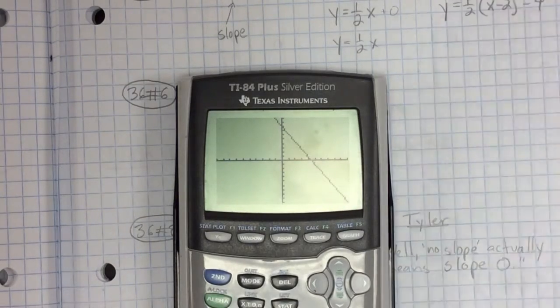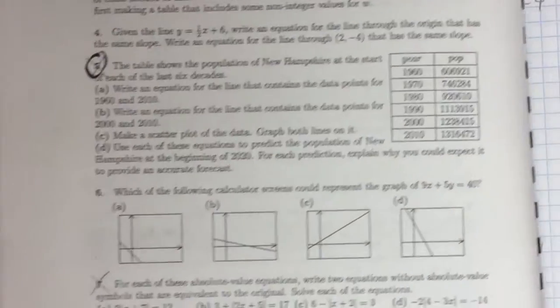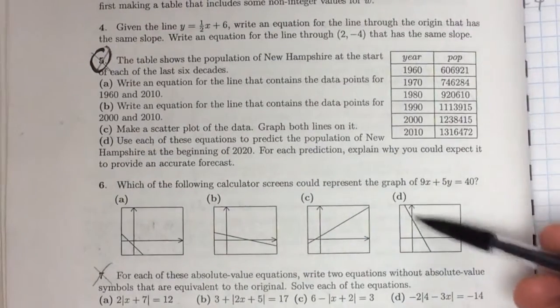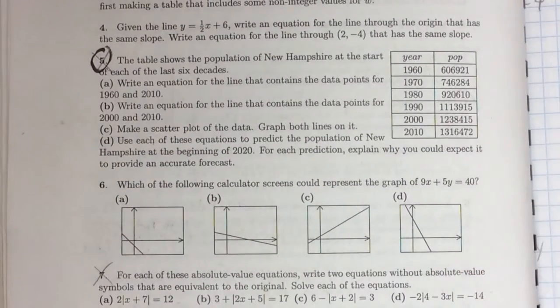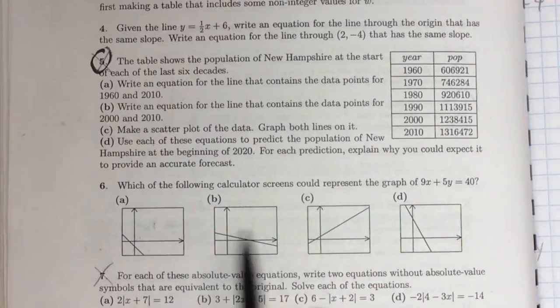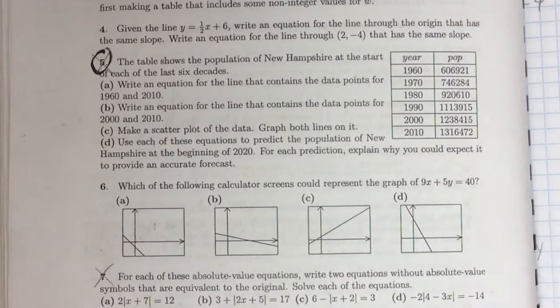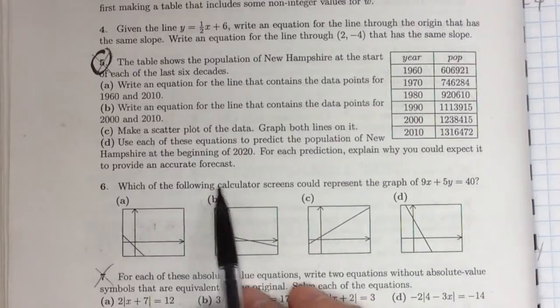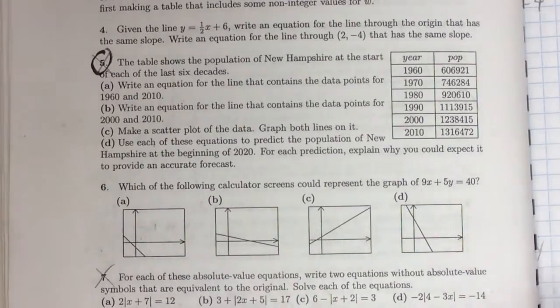Now, I look, and it's very tempting to say, oh, it's D, choice D, right? But it says which of the following could represent. So it's possible that there's more than one answer, and indeed there is. Choice B also works. Watch.